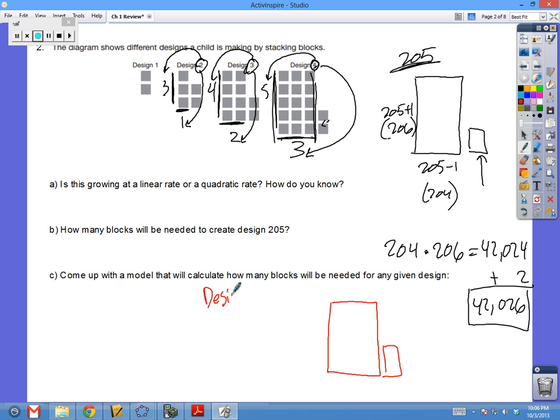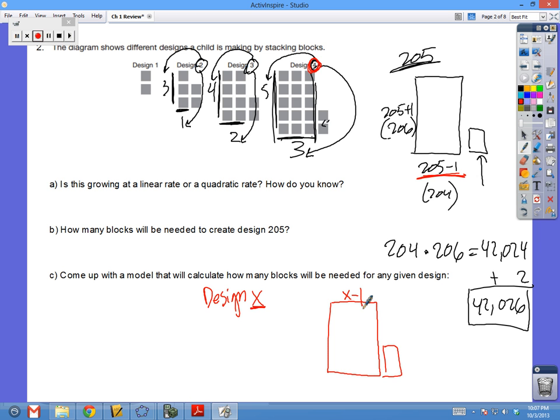I want design X. Okay, X represents any number I want. X can be 37, X can be 15, can be 1,000. So X is the design number. If I ask you to find out how many blocks it's going to take on design X, follow the same thing. How wide is it going to be? It is always 1 less than the design. So if the design is X, the width is going to be X minus 1. It's going to be 1 smaller.